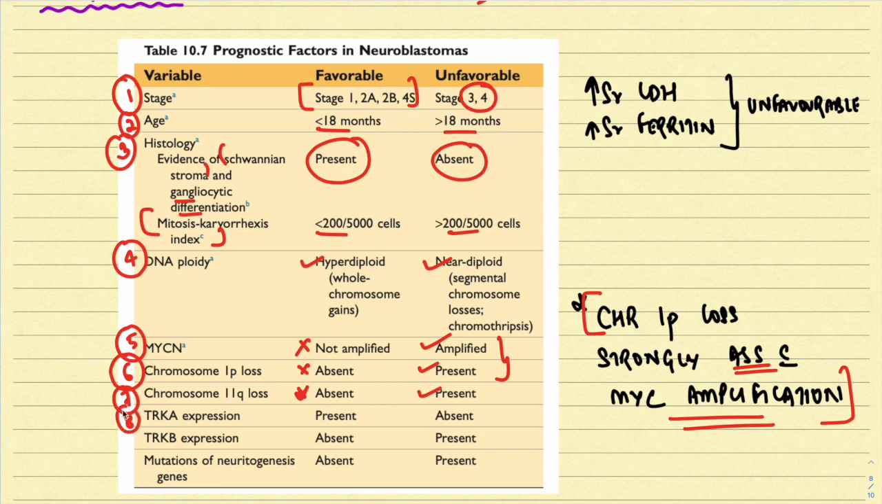TRK expression, if present, is a good prognosis. If absent, it is a bad prognosis. TRKB expression, if absent, is a good prognosis, and if present, it is a bad prognosis. Now mutations in the neurogenesis gene, if absent, are a good prognosis, and if present, a bad prognosis. Now an excessive amount of serum LDH levels along with a rise in serum ferritin levels are again unfavorable.